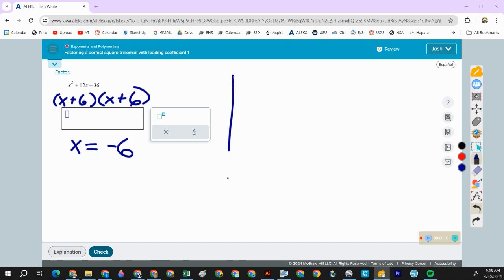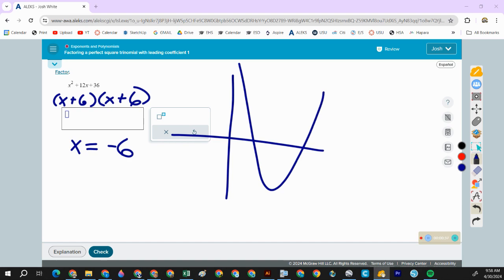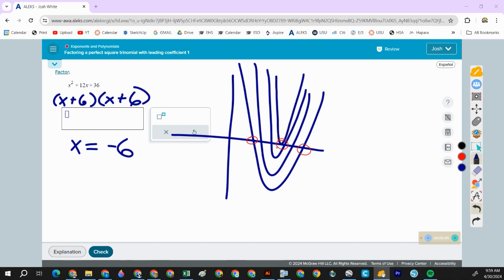Well, if I had, let's say I had a quadratic that looked like this, it has two positive roots. And if I move that up, still has two positive roots, still has two positive roots, and now it has a single root at 6. So anytime a root occurs twice, that root will be represented as a bounce on that axis.